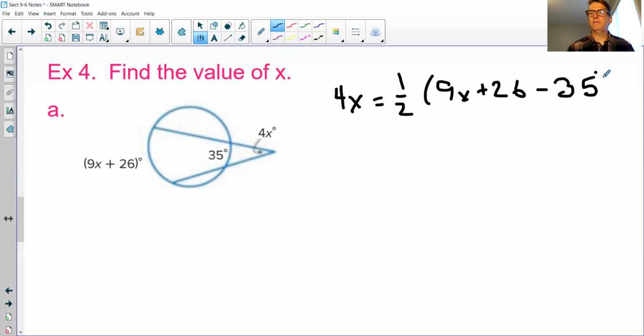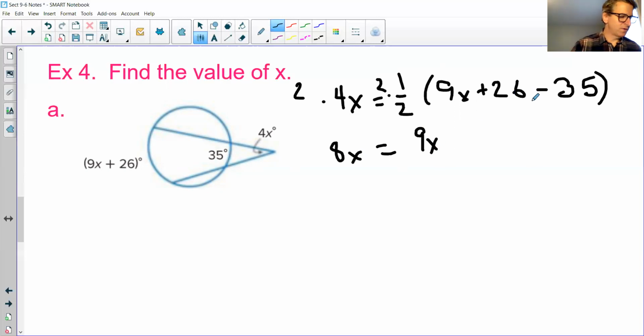So forge ahead, set your problem up exactly the same way. Now we're going to multiply by 2 on each side to solve on this side and this side. That will give me 8x on the left. And on the right, I will have 9x. And then 26 minus 35 is -9. Okay, so solve for x.